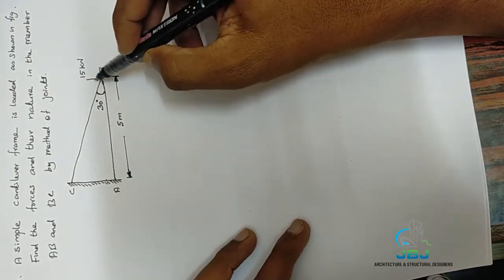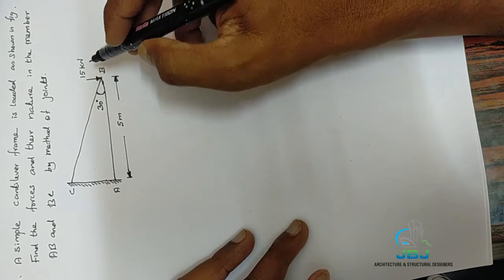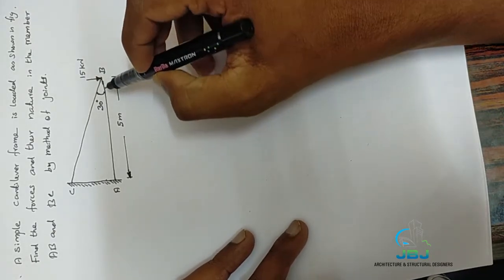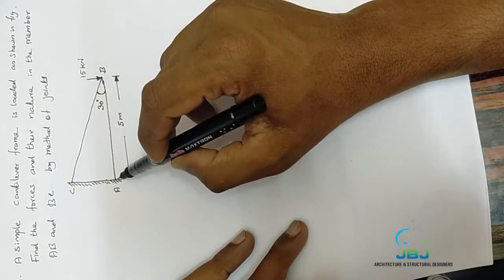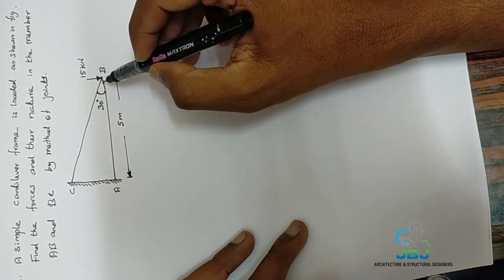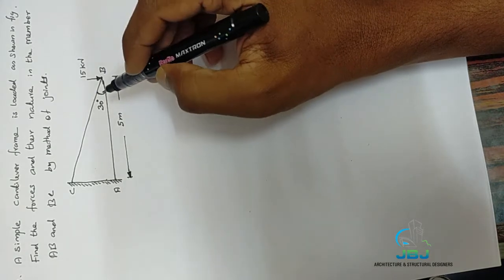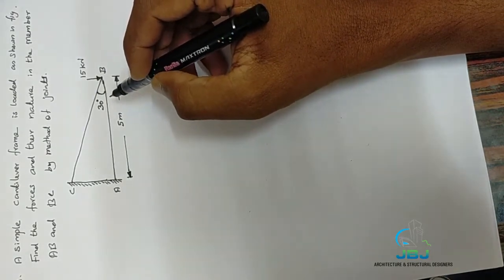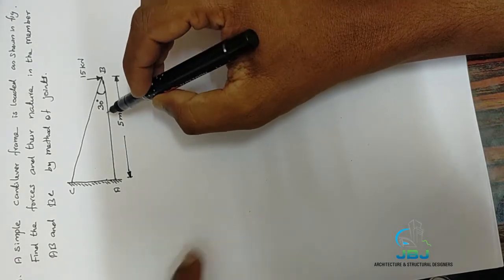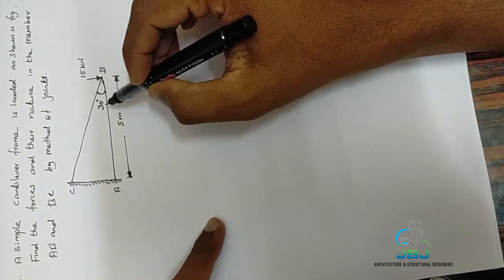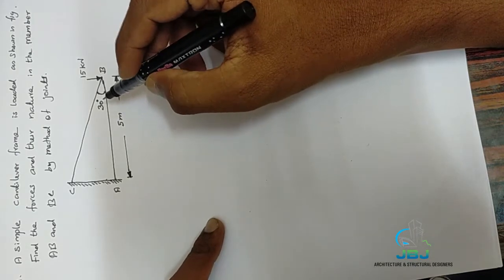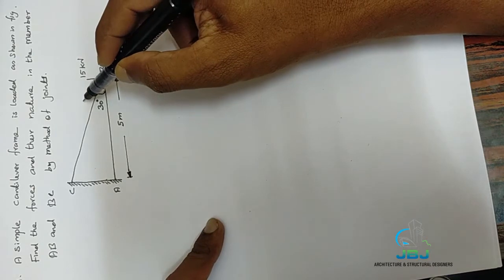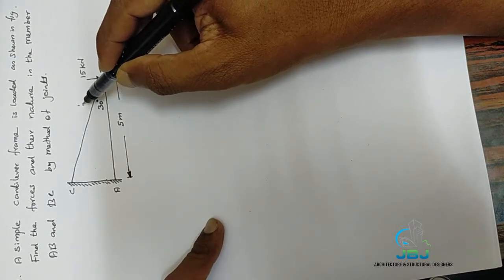Because of this load, what should we find from this problem? How much force is carried by these members AB and BC, and what kind of force, that means whether it is a tensile force or a compressive force. That is the nature of force. That's the concept. How can we find the force of each and every member? It's very simple, you already know the procedure, right?